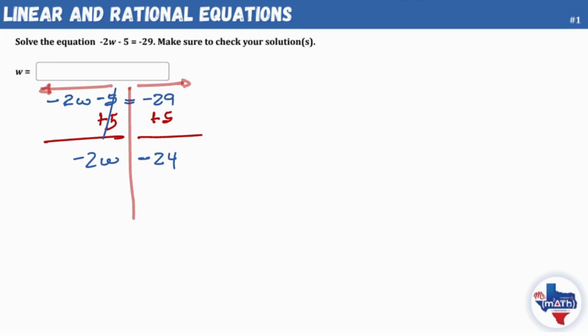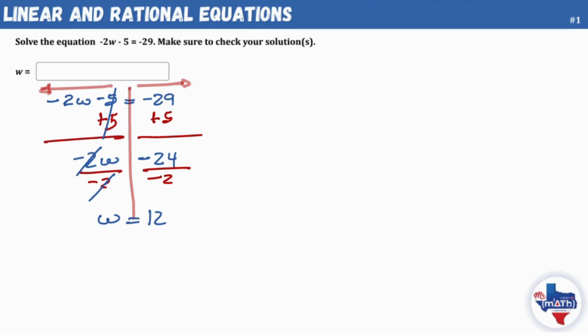Now, because we're solving for w, we have a negative 2 that is multiplying w. So we will apply the opposite operation of multiplication, which is division. We will divide by negative 2 on both sides of the equation. These two negative 2's will cancel out, and we'll have w equals negative 24 divided by negative 2. That should be positive 12.